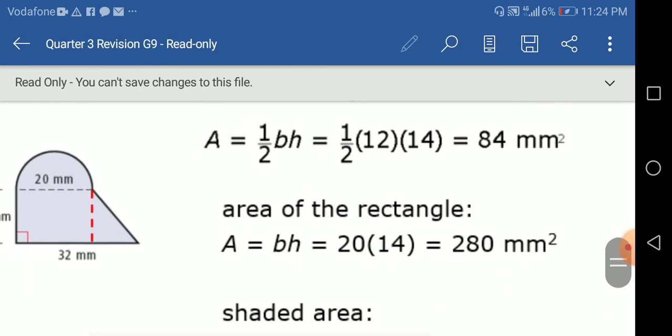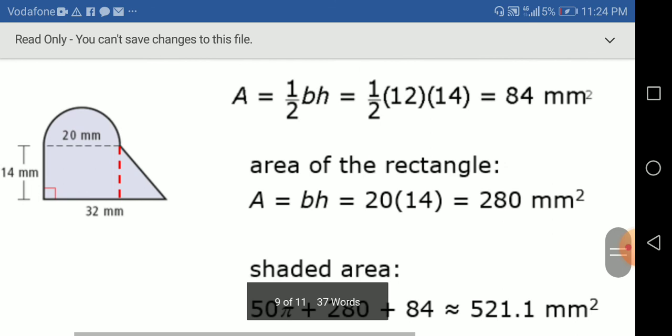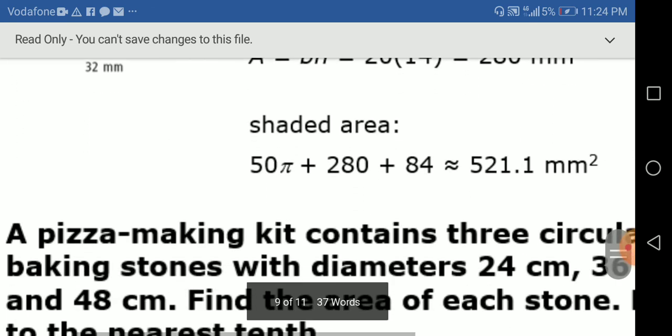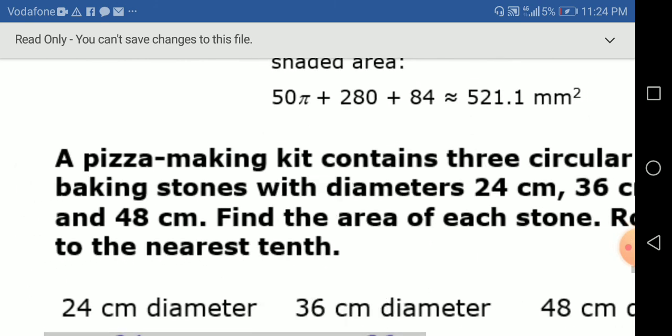What about the area of the total figure, the shaded figure? I'm going to add the areas of the 3 figures calculated. Okay, let's have another question.